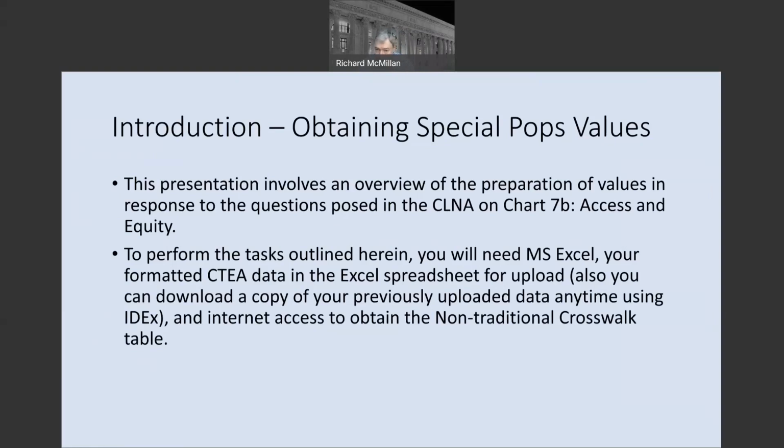To perform the task outlined herein, you will need Microsoft Excel, your formatted CTA data in the Excel spreadsheet for upload. Also, you can download a copy of your previously uploaded data anytime using the IDEX system, and internet access to obtain the non-traditional crosswalk table that will be necessary for some of the calculations.